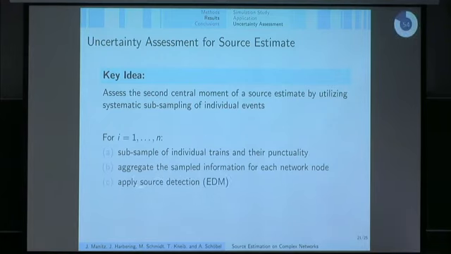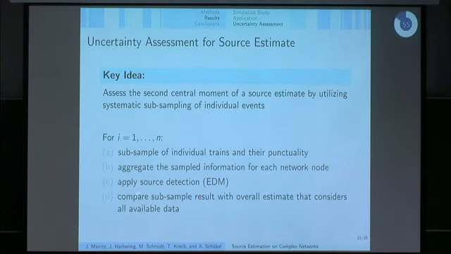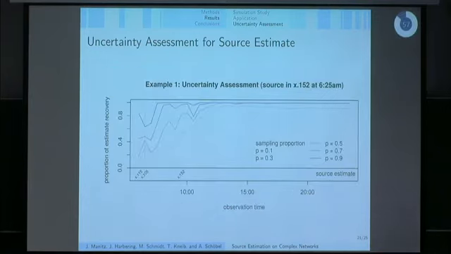We apply the source estimation method here, the effective distance median, for visualization, and then we compare the estimation result from the subsample with the estimation result we get from all the data. And then simply we do that a number of times and calculate a proportion of estimate recovery, as we call it. The result looks like that for different subsampling proportions. We have the observation time on the x-axis and the proportion of estimate recovery on the y-axis. On the bottom, we see what the source estimate actually has been.